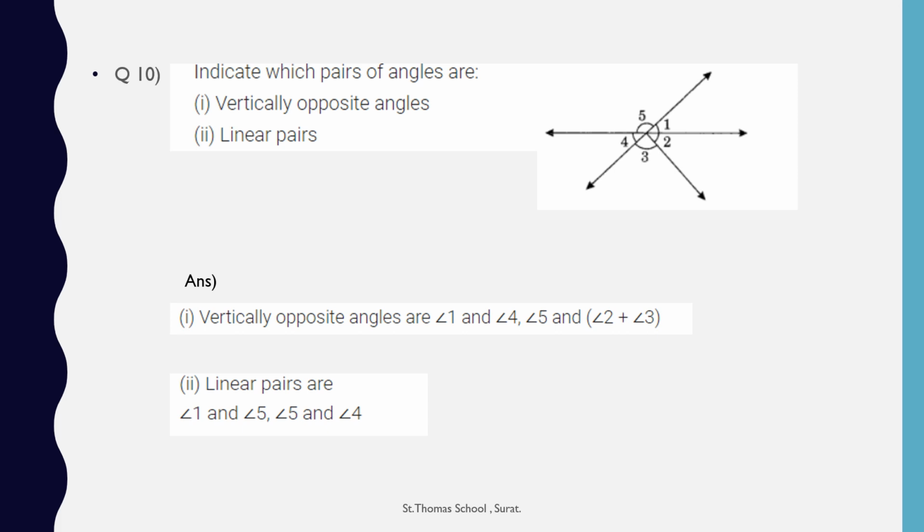Question number 10. Indicate which pairs of angles are vertically opposite angles. Second one, linear pair. They have given one figure here. You have to identify vertically opposite angles and linear pairs. I already explained what vertically opposite angles and linear pairs are in the last class. What do you mean by vertically opposite angles? When two lines intersect each other, two pairs of vertically opposite angles are formed. And linear pair means if the sum of two adjacent angles is 180 degrees, then they are called a linear pair. Clear? First, we have to find vertically opposite angles.